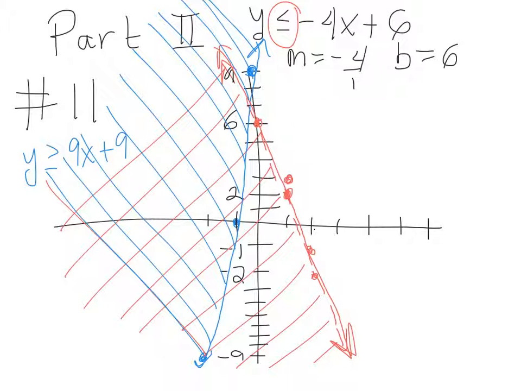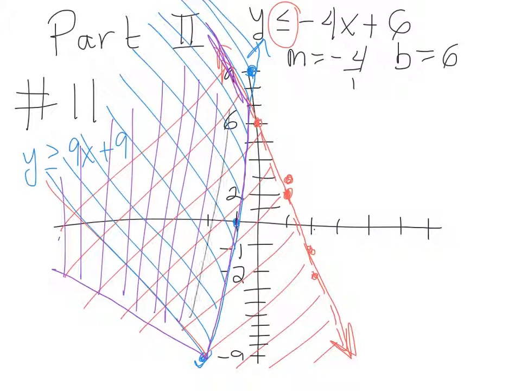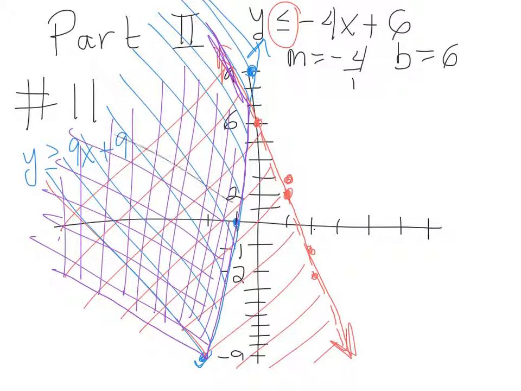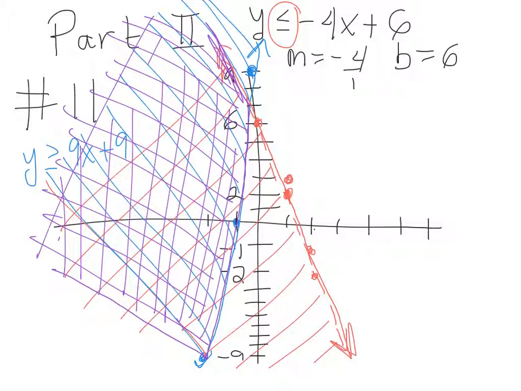So in this case, what is the solution to the system? Well, the solution to the system is the part where both shading pieces happen, all of this area here where both shaded areas intersect. So it's all this part right here. That's the solution.